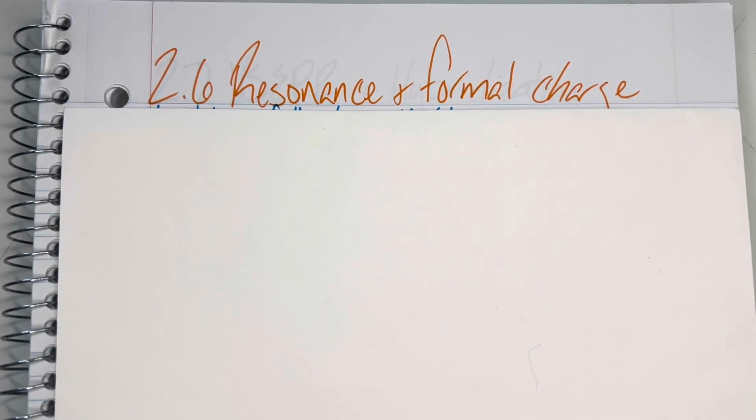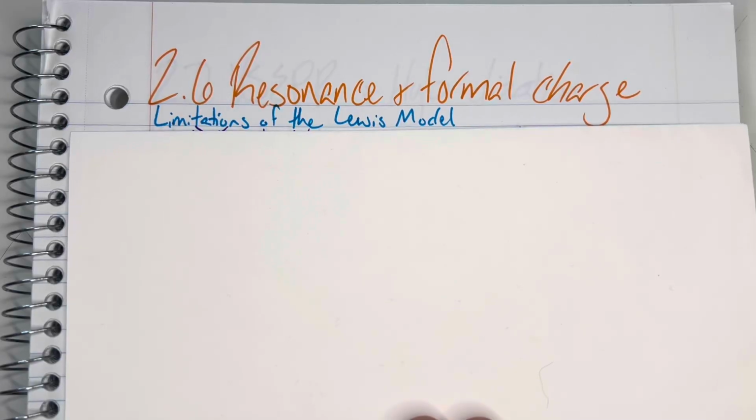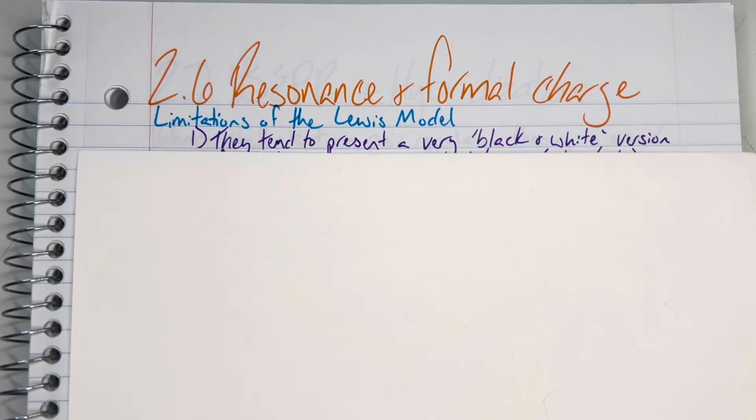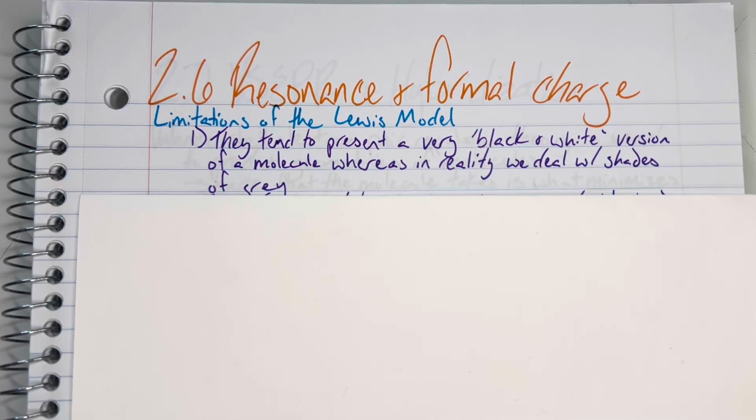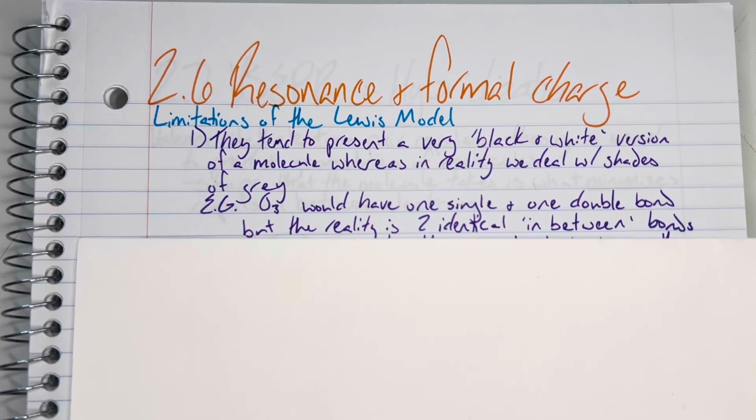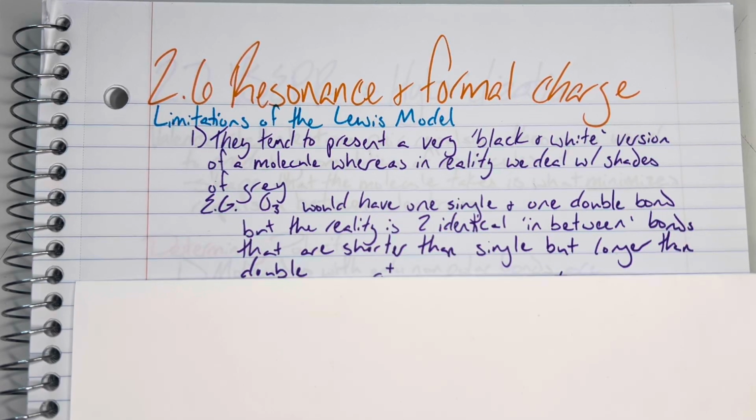AP Chemistry, Unit 2.6, Resonance and Formal Charge. So there are some serious limitations with the Lewis model. They tend to present a very black and white version of a molecule, whereas in reality we deal with shades of gray. An example would be ozone.